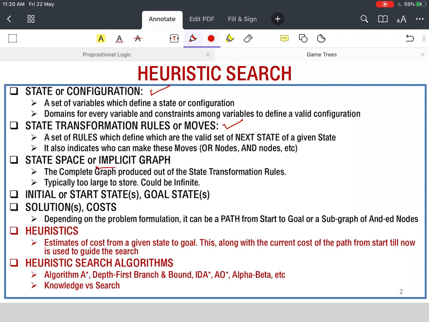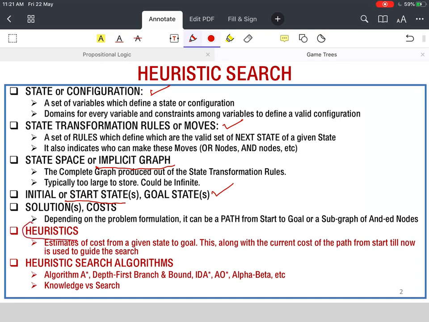The state configuration and the state transformation rules define an implicit state space graph. And this implicit state space graph is to be searched for a solution given a start or an initial state and a goal state definition. And depending on whether it's a pure OR graph, where the solution is a path, or an AND-OR graph, then a solution is a subgraph.